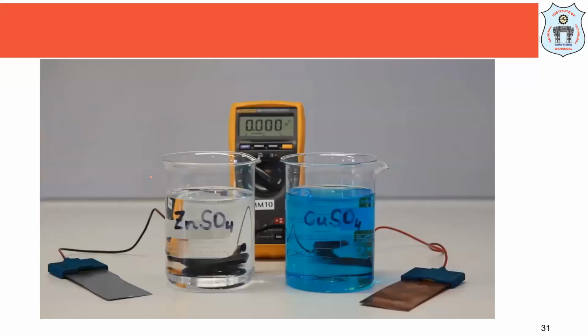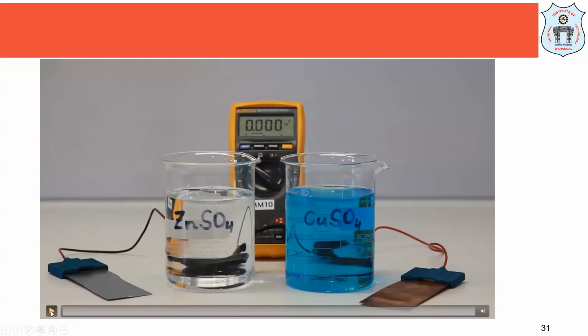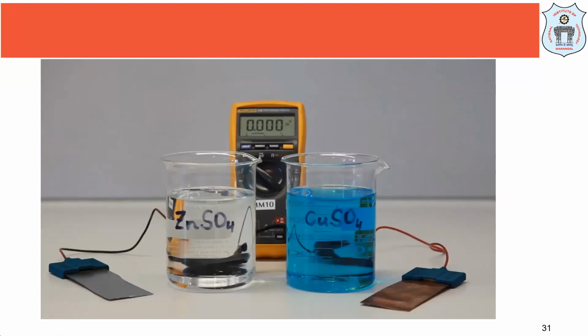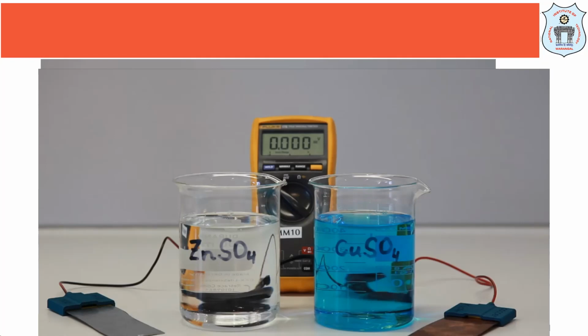Okay, so how to demonstrate a particular battery, how it performs. So in this demonstration, we are going to discuss the galvanic cell, voltaic cell, particularly the zinc copper cell.